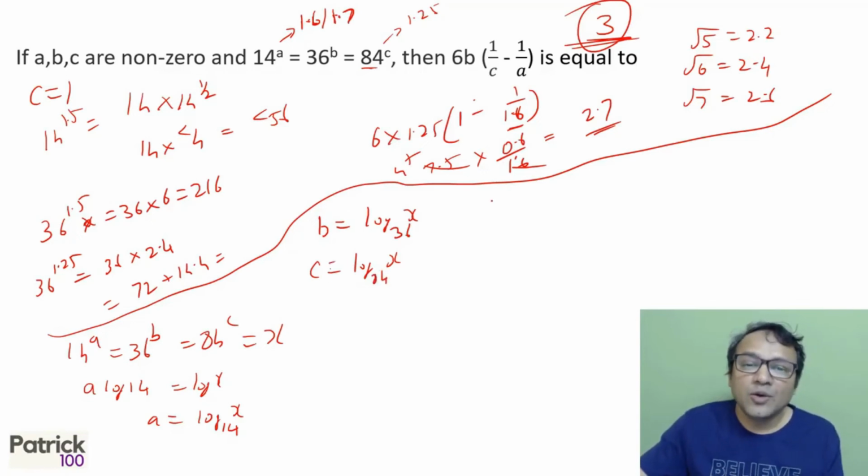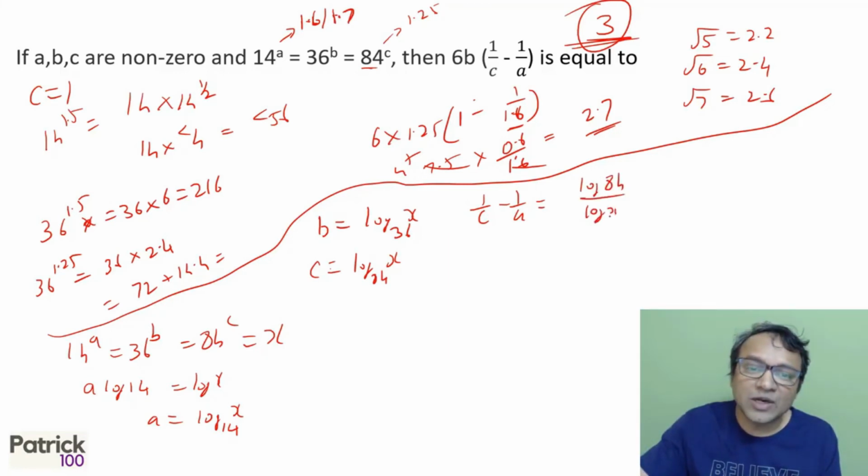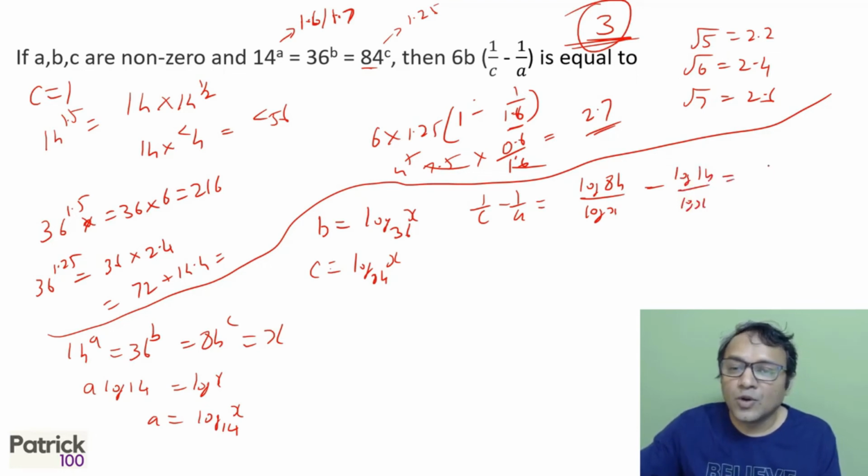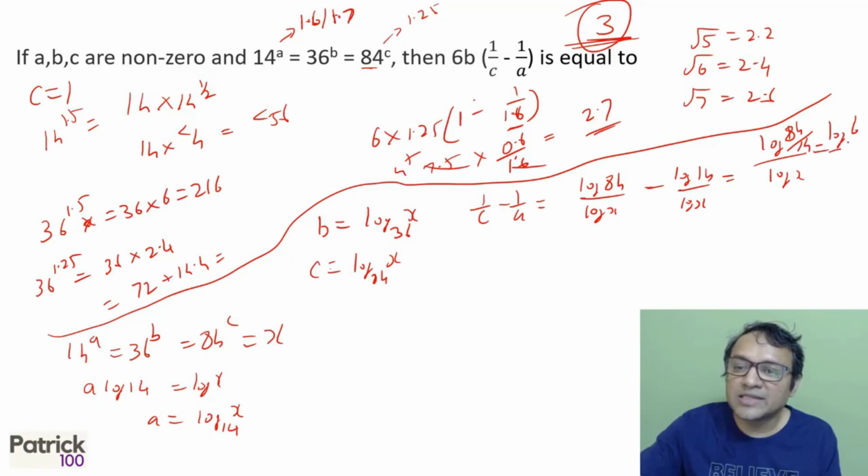Now substitute here. 1 upon C minus 1 upon A, if you look at it, is nothing but, it becomes reverse, so log of 84 upon log of X is 1 upon C. And minus 1 upon A will become log of 14 upon log of X. Log X becomes common. Log of 84 upon 14 is log of 6 to the base X. This is what you get here.